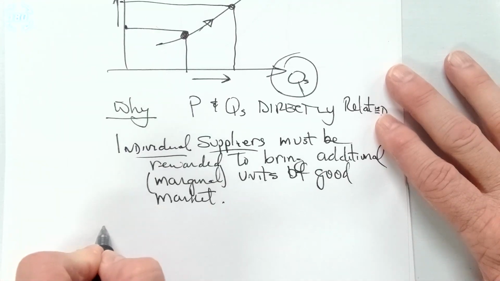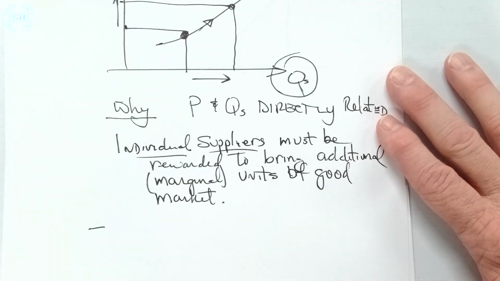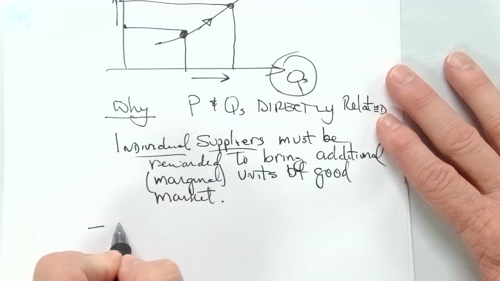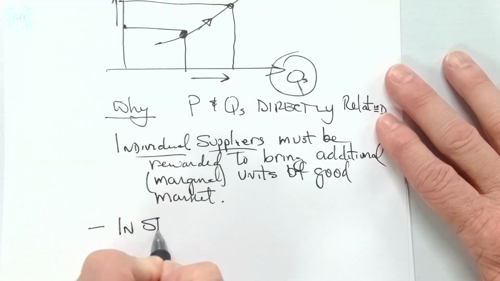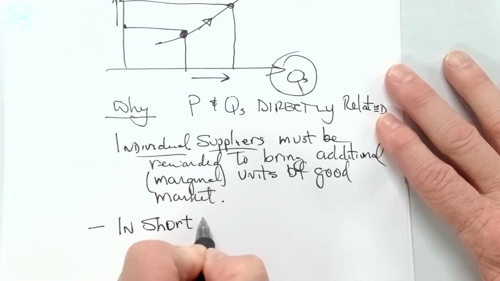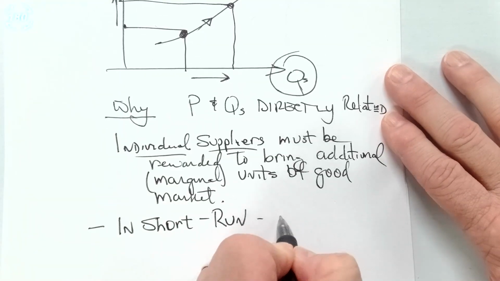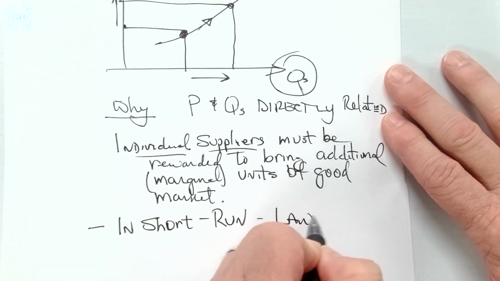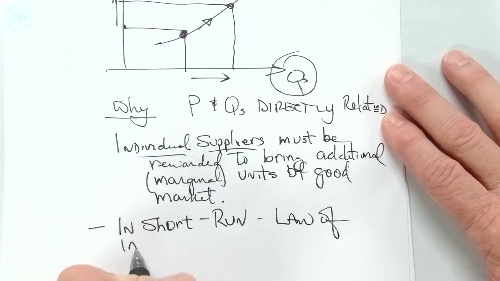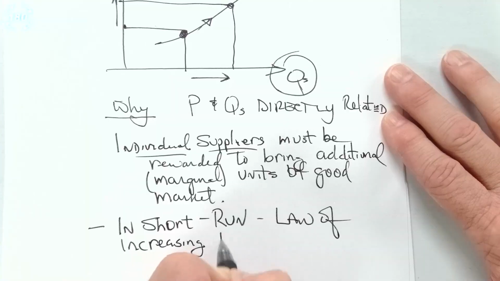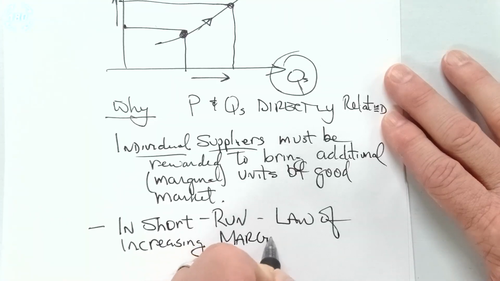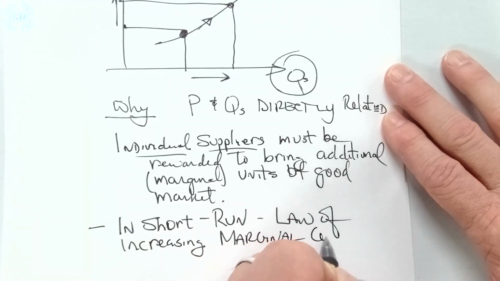And that's because, okay, economists, in what's called the short run, we'll be talking about this more later, what the short run is. But in the short run, we have something called the law of increasing marginal cost of production.